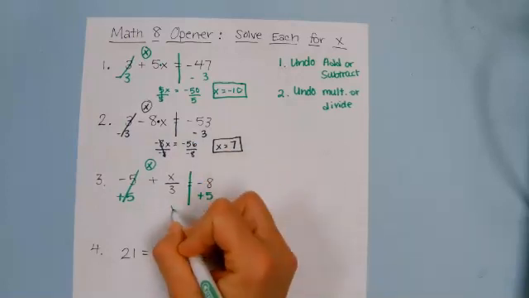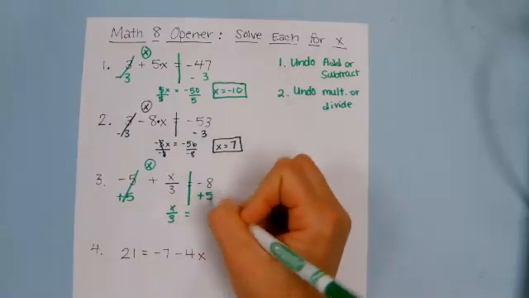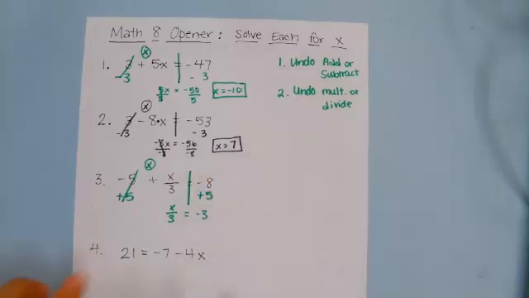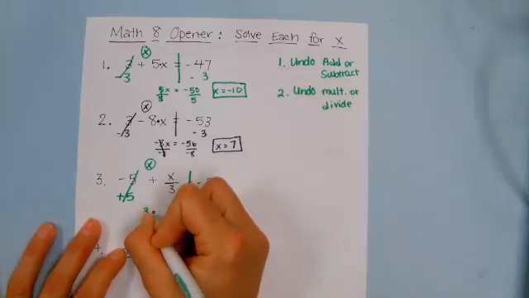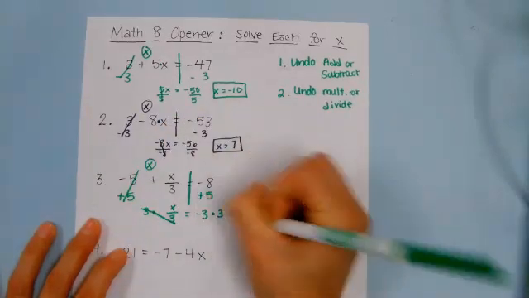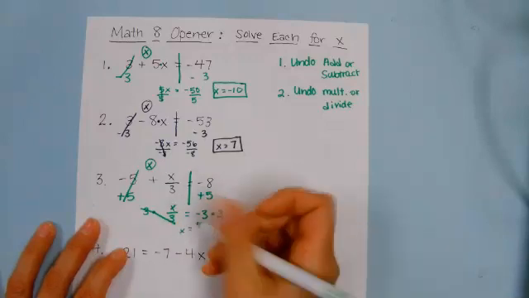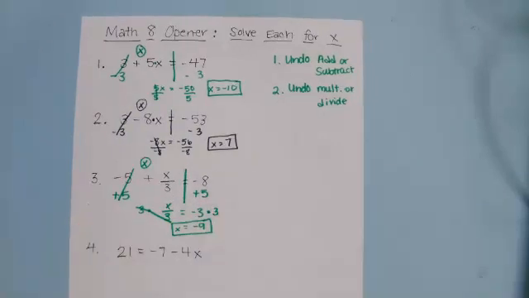So we bring down x over 3, which means x divided by 3. Negative 8 plus 5 gives us negative 3 on this side. To undo division, we now multiply by 3, and that will cancel that out. But we have to multiply by 3 on this side to keep it balanced, giving us our final answer. Negative times a positive gives us negative 9 for our final answer on this one.